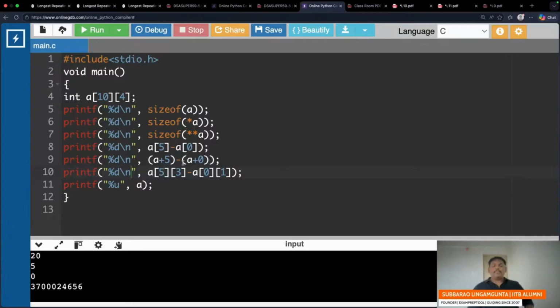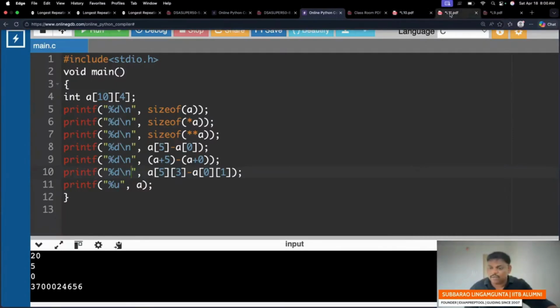Without any star, plus 5 means 5 rows will be skipped or not? You are in the row level. Row not selected, you are in the row level. Remember, in the fifth one, if you observe, there is no star operator. You are in the row level. A plus 5 means 5 rows will skip. A plus 0 means 0 rows will be skipped.